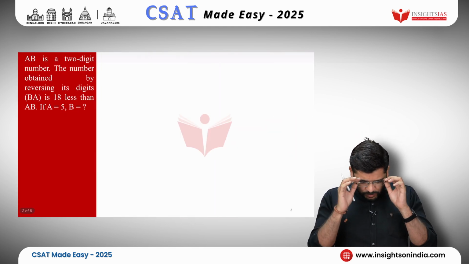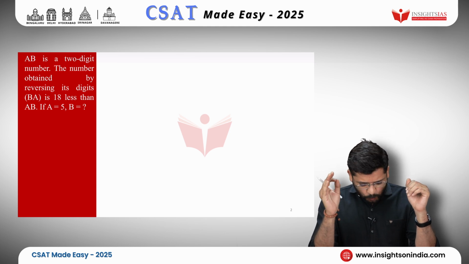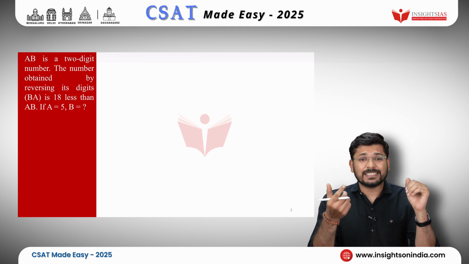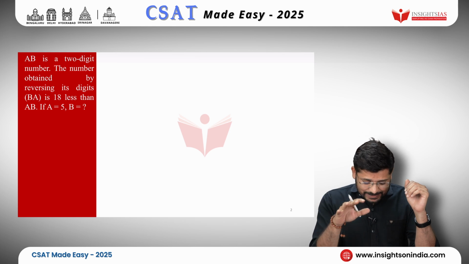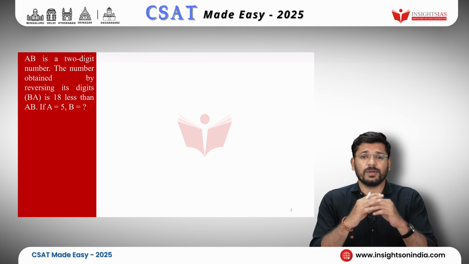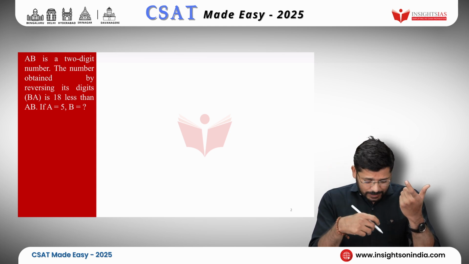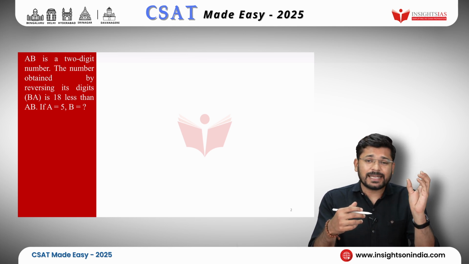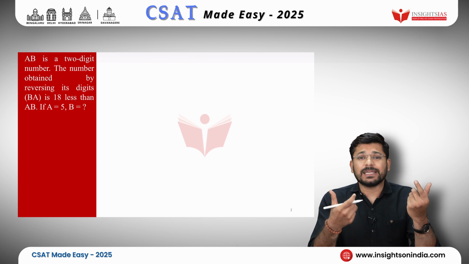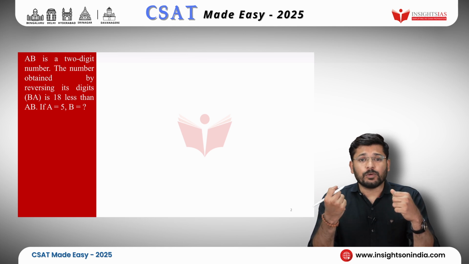This is the first question. AB is a two-digit number. The number obtained by reversing its digits, that is BA, is 18 less than AB. So if A is equal to 5, then B is equal to what? Let's understand the question. There is a two-digit number represented using the term AB. So A is the first digit of the number and B is the second digit. For example, if the number is 59, then A would be 5 and B would be 9.